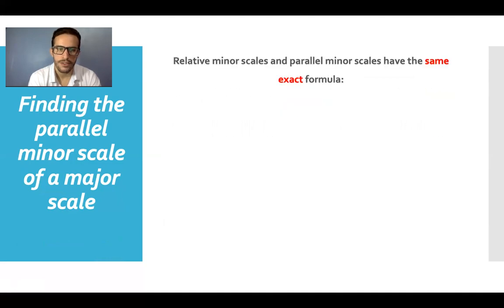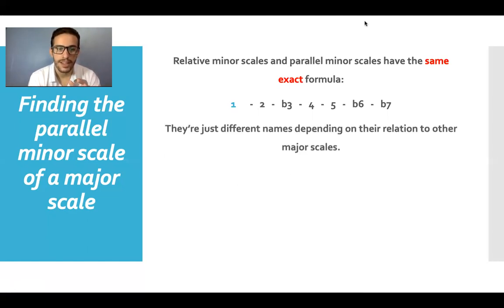Okay? So here it says, relative minor scales and parallel minor scales have the same exact formula. It's going to be 1, 2, flat 3, 4, 5, flat 6, 7. That's the formula of the minor scale. It doesn't matter if it's a relative minor or if it's a parallel minor. The minor scale has this formula. Okay? They're just different names depending on their relation to other major scales.